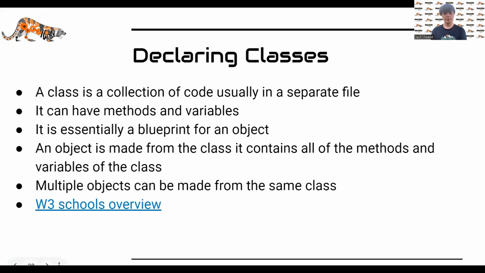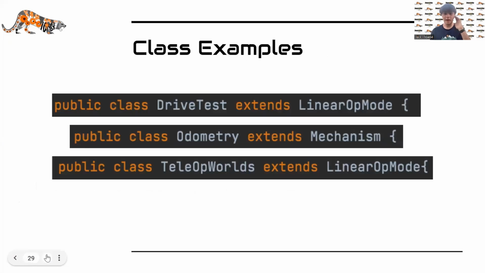And so we have a W3 Schools overview at the bottom of the page that'll be in chat. And some examples of classes. Our code is based off of classes. These are just a few of many. Like our drive test, which was how we were testing our drivetrain odometry, and then that was our teleop from worlds.